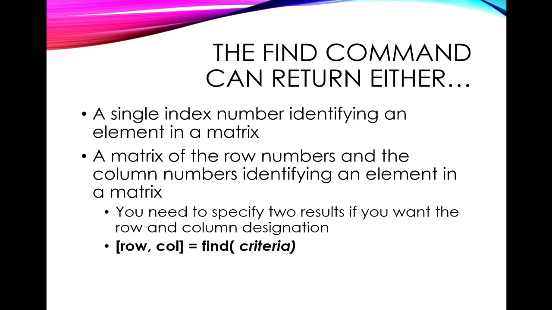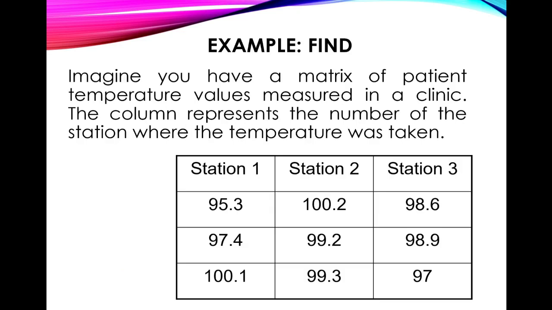So far, we have used find only to return a single index number, but if we define two outputs from the find command, like this here, it will return the appropriate row and column numbers, also called the row and column index numbers, or the subscripts.